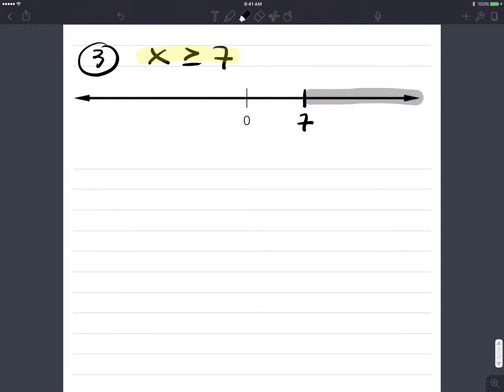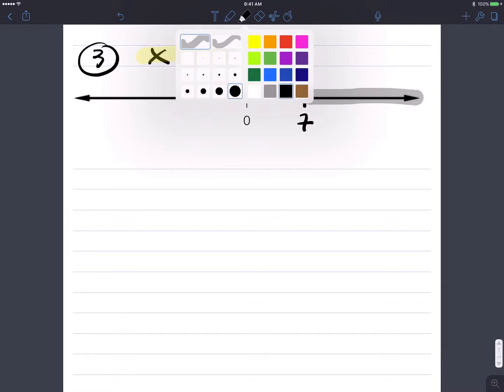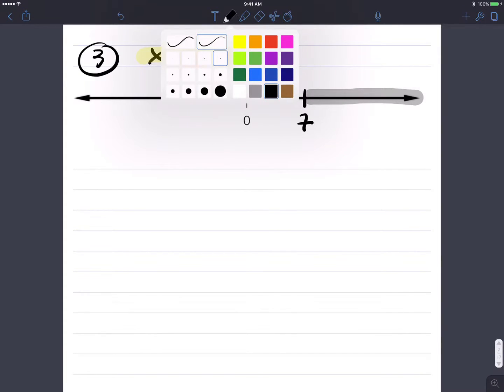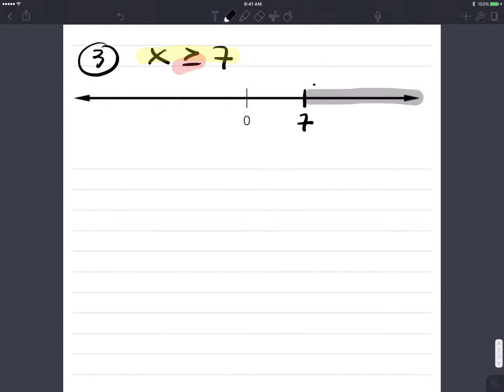This is that simulation. Because our inequality symbol is a greater than or equal to, we're going to use the square bracket to communicate to the reader that we are going to include the number 7 in this description. This is describing the set of all numbers x that are greater than or equal to 7. This is the graph.